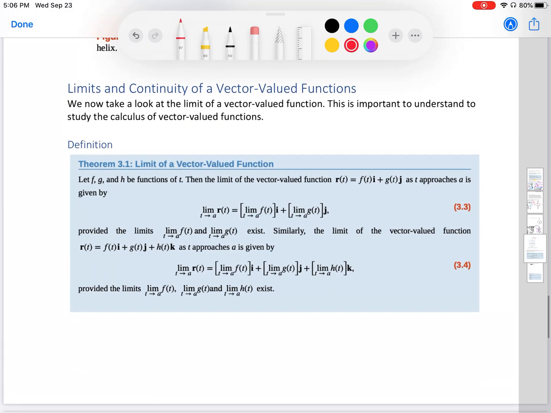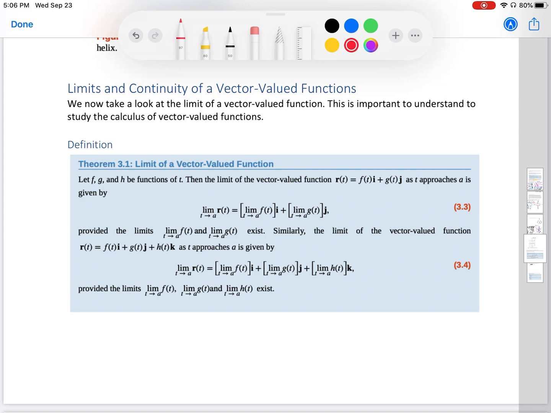All right, limits. Everything you learn about limits translates to vectors as well. So let's begin with the definition of a limit and then continue with continuity. We now look at the limit of a vector valued function. This is important to understand to study the calculus of vector valued functions. So let's start with the definition, which is theorem 3.1, limit of a vector valued function.